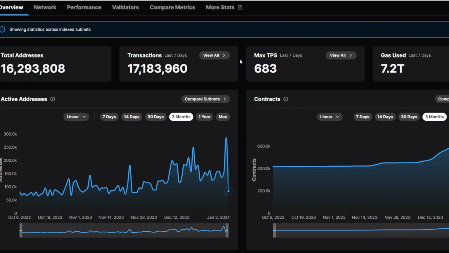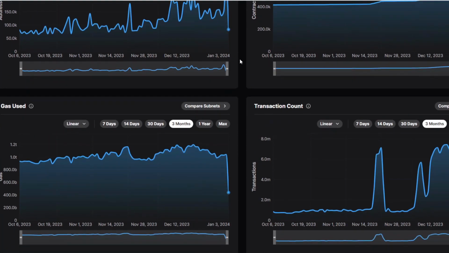The gas used was 7.2 trillion in the last 7 days. That goes with the transactions that have been taken as well. And 683 maximum transactions per second. That means the highest number of transactions they have actually had executed on the Avalanche chain was 683.